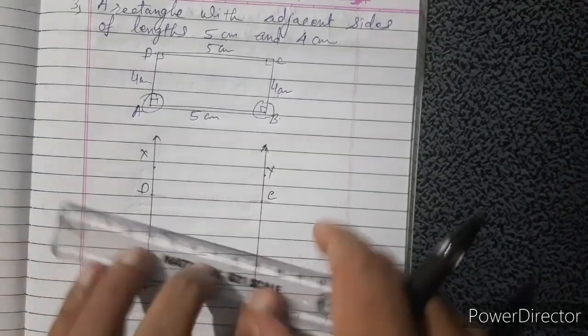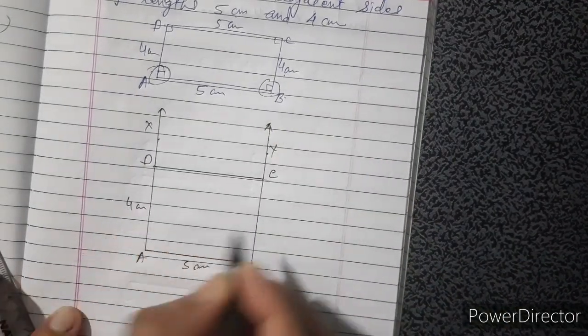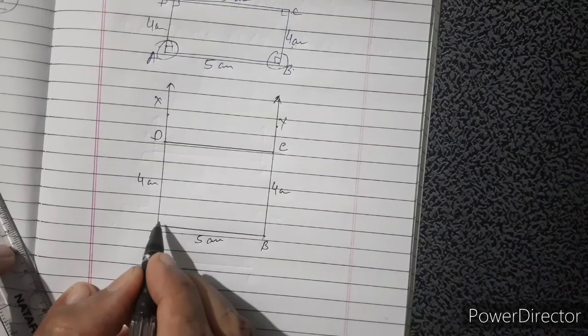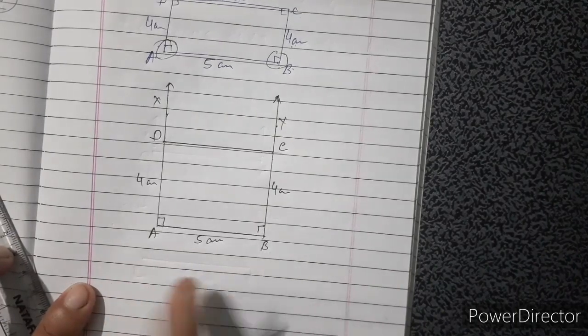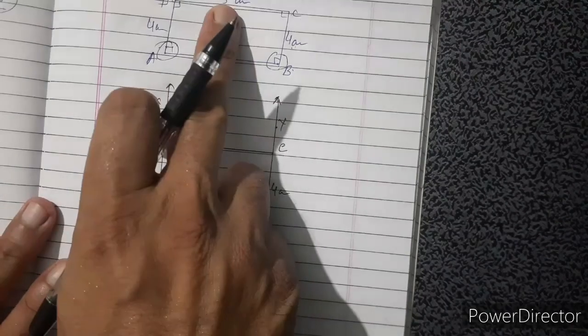Then join D and C, like that. Okay, 4 centimeters, 4 centimeters, here 90 degree angle, 90 degree angle. So ABCD is the required rectangle with adjacent sides 5 centimeters and 4 centimeters.